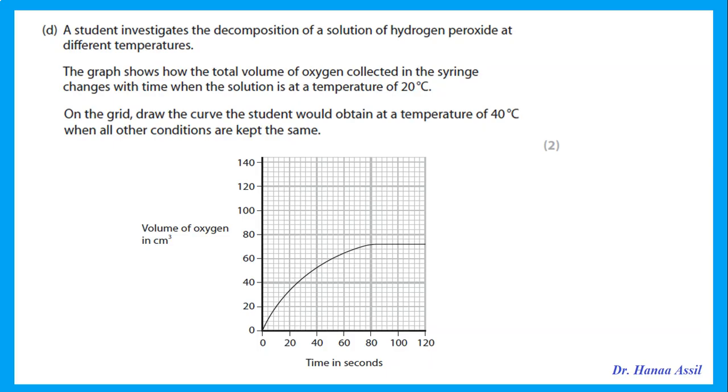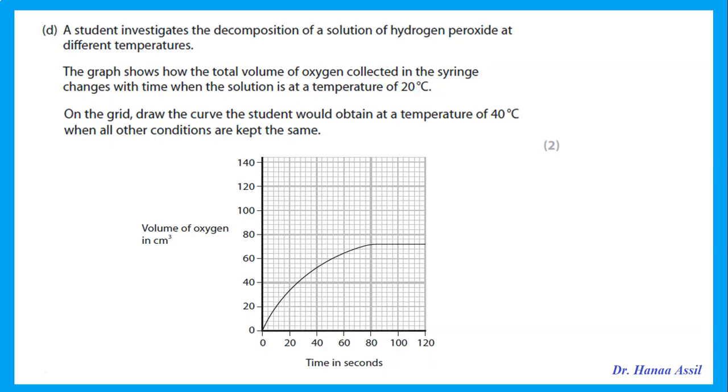First of all, you should know 40 degrees Celsius is a higher temperature, and that means a faster reaction. Faster reaction means the graph should go up steeper than this one. So we want to draw a steeper curve. That means going up above this curve.